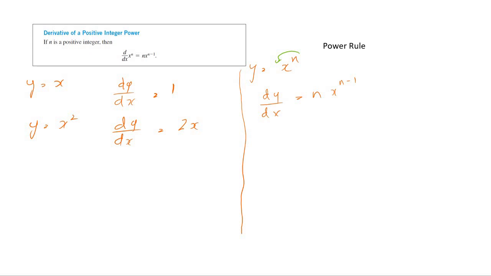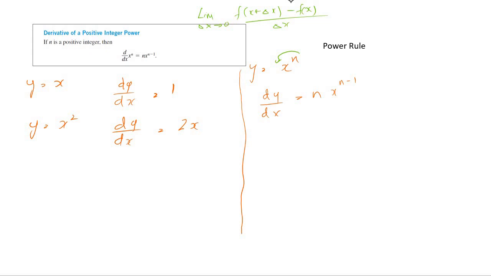So they found this using the first principles of derivation, which is the limit as delta x goes to 0 of f(x plus delta x) minus f(x) over delta x. So they found this from these principles, and that is called the power rule. So let's see whether it works for the function that we found.